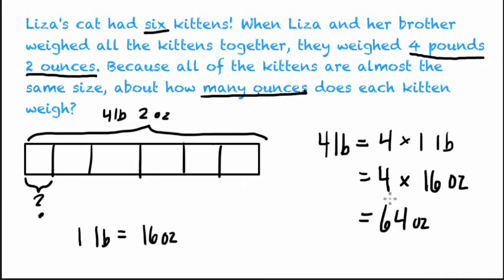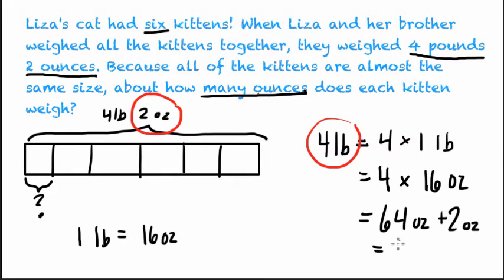Now, this is where we need to be careful, because we have to remember that we also have an extra 2 ounces, and this is just 4 pounds. This isn't 4 pounds plus 2 ounces. At the very end, we need to add 2 more ounces. So we add 2 more ounces, we would get 66 ounces. Now again, this is not our final answer. Each kitten does not weigh 66 ounces.